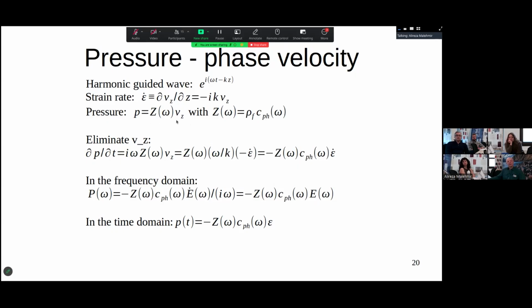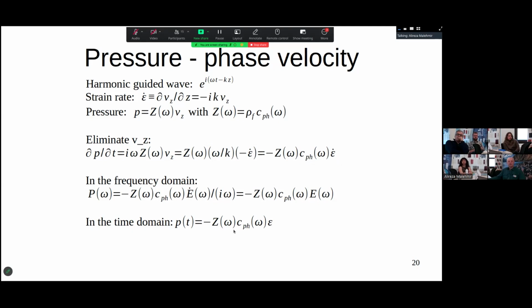So we can eliminate the velocity here and get an expression for the change in pressure with time, and that ends up being equal to the impedance of the fluid in the borehole times the phase velocity times the strain rate. So there's a clear relationship between the change in pressure and the strain rate. And we can calculate the pressure by integrating this equation. And we get this equation here in the frequency domain, which describes the relationship between pressure and strain.